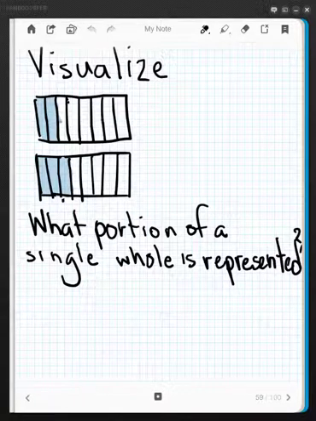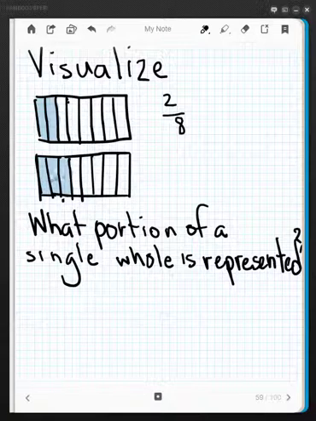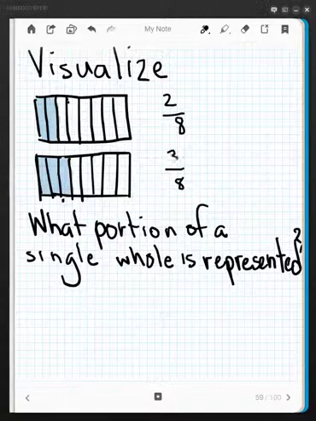So let us look at these two fractions that we want to add together, and let's put them in terms of what they would numerically represent. In order to represent this as a fraction, we have to find out how many pieces it's broken down into. So there's 1, 2, 3, 4, 5, 6, 7, 8. So this represents 2/8. This one is 1, 2, 3, 4, 5, 6, 7, 8. So this one is 3/8.